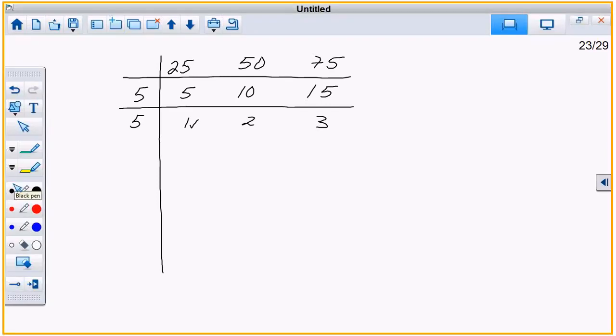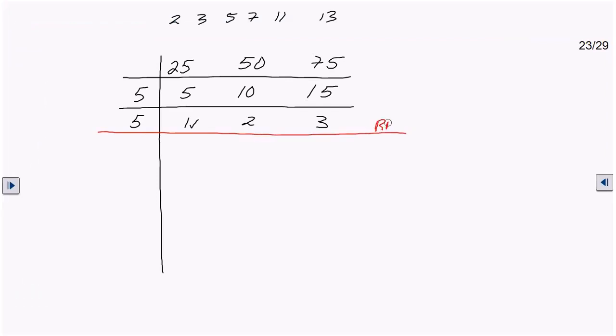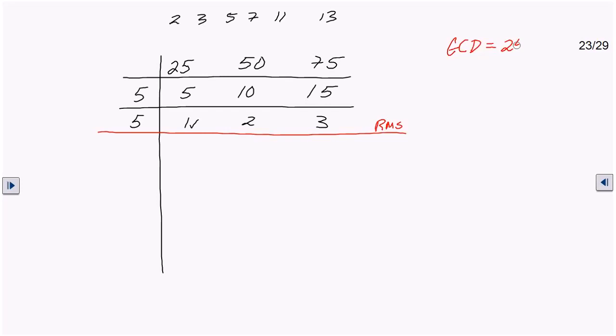Then real math stops. Why does the real math stop? The real math stops because 1, 2, and 3 are prime numbers. So anytime you get prime numbers on the bottom, the real math stops because the only thing that goes into it is itself and 1. So the biggest number that will go into 25, 50, and 75, greatest common divisor, is equal to 25.